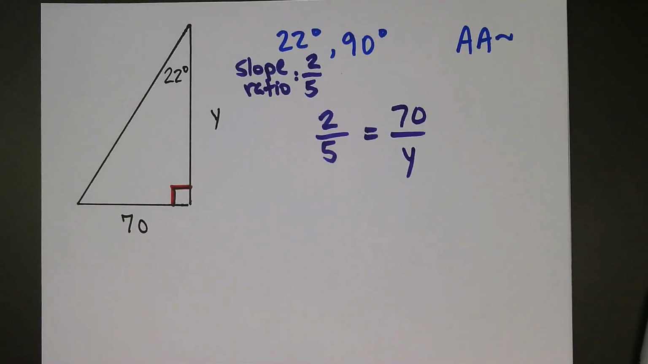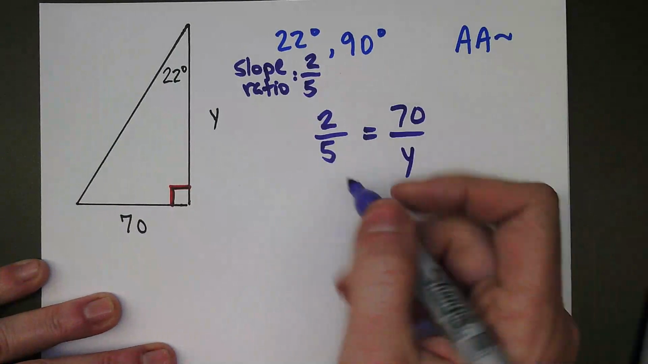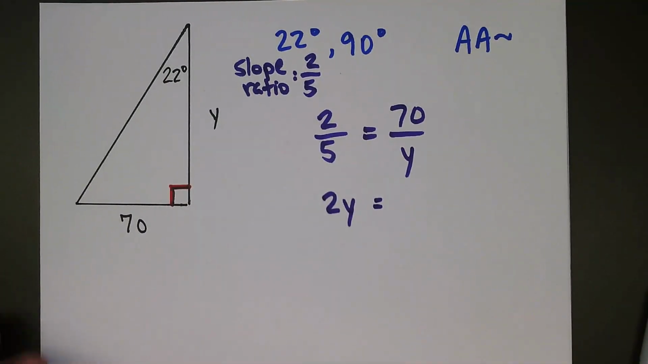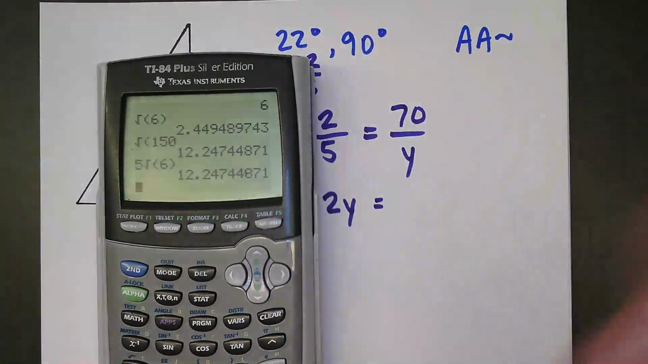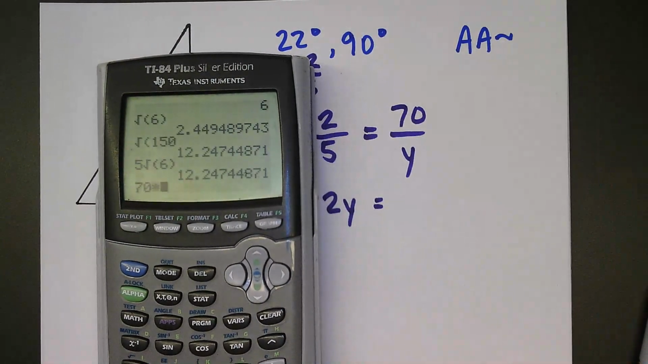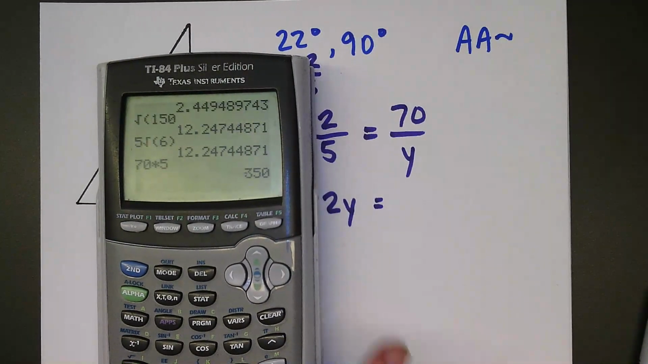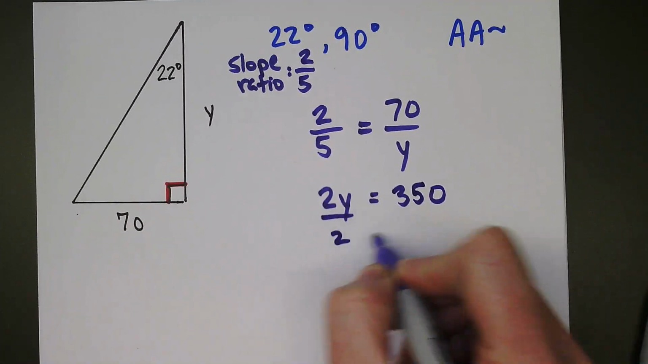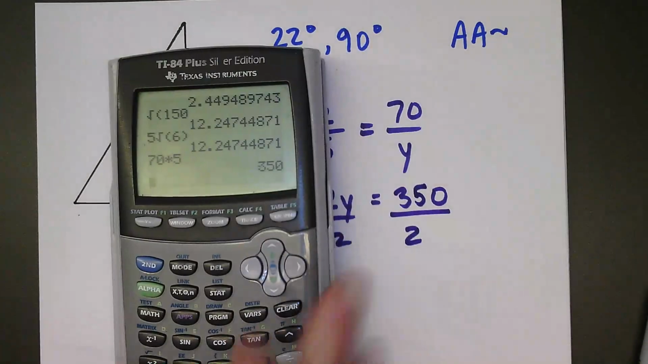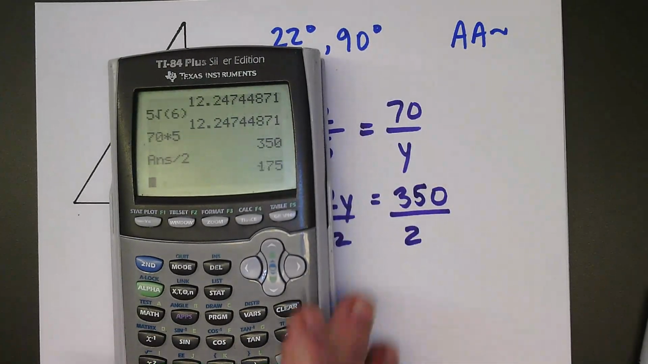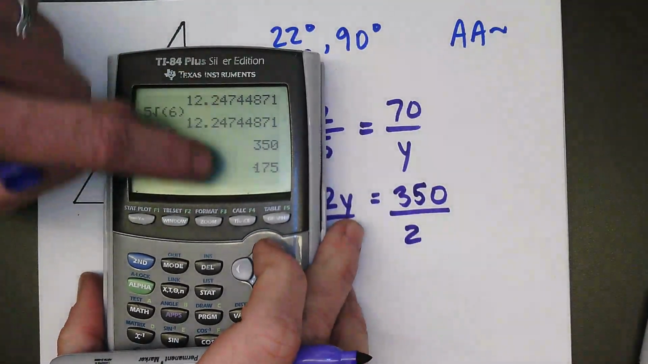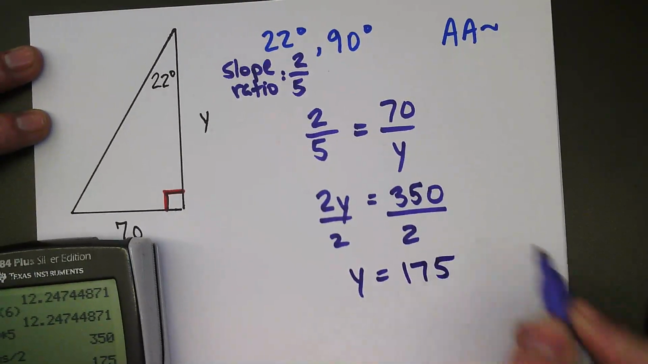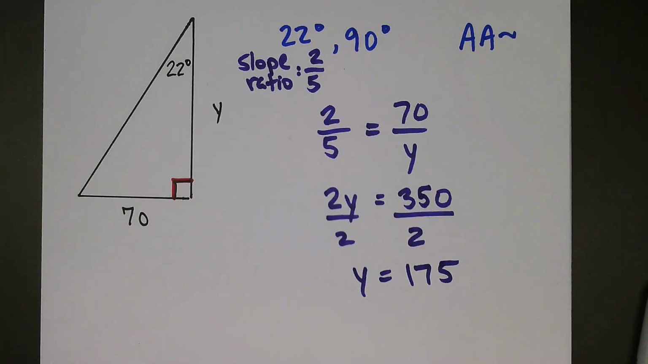Now from here, I can solve with cross products. It's going to be 2 times y, which is 2y, and 70 times 5. And I can do this in the calculator if you want, or it's 7 times 5 with a 0 on the end, right? 70 times 5, 350. And then divide both sides by 2. 350 divided by 2 is 175, right? So y is 175. So that's the height of that missing side.